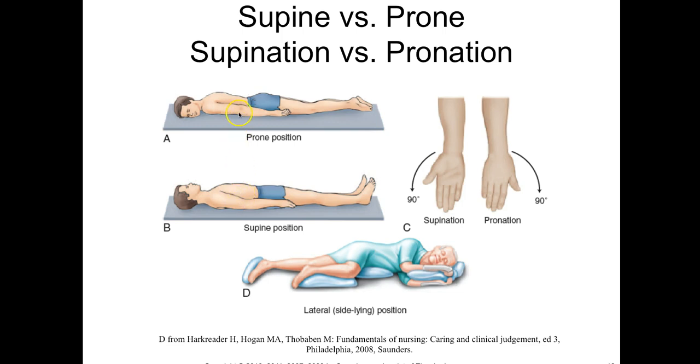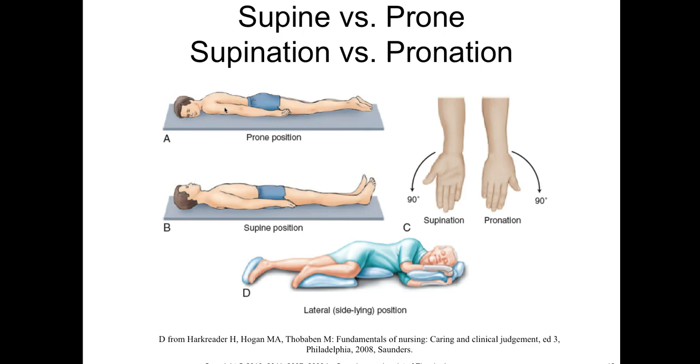If you are in the prone position, that means that your belly is down and your back is up. So again, if you look at the upper limbs here, you're going to have the anterior part of your forearm and hand facing upward, whereas the posterior part of your arm is facing upward.